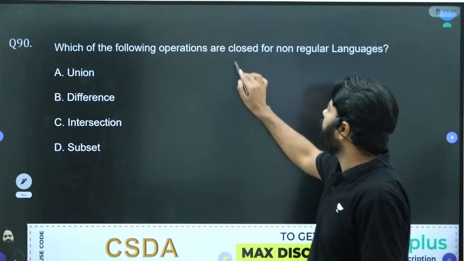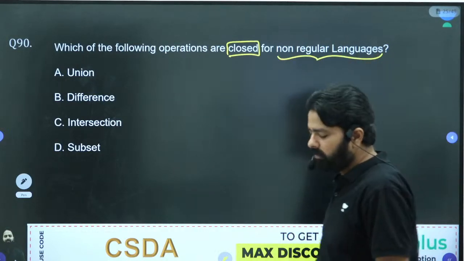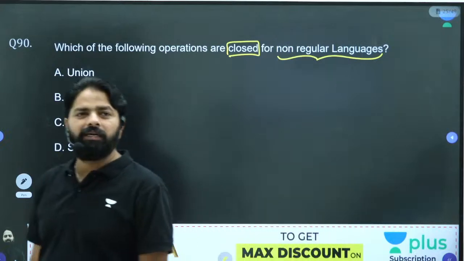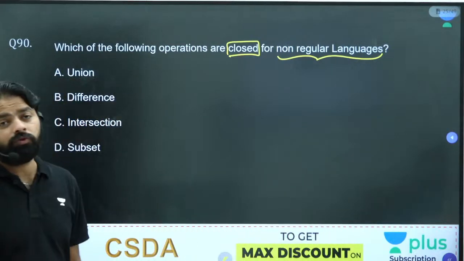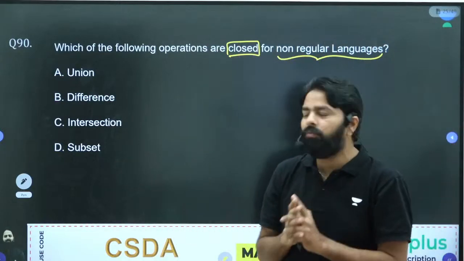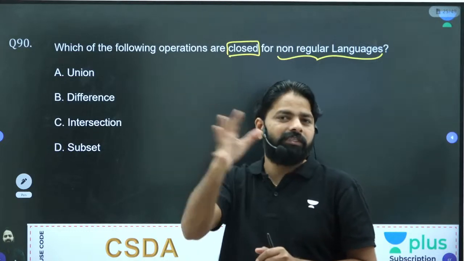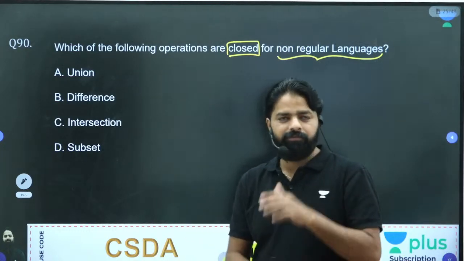Now you need to look at closed, but the domain is non-regular languages. Maybe we don't practice that in regular classes, but this is also very important. When you have only non-regular languages in front of you and you apply these operations, will you get a non-regular language always? That is the question. Let's see.